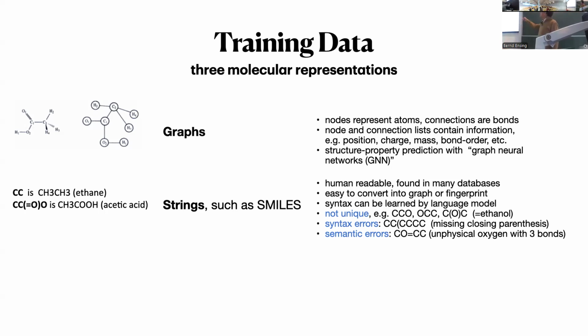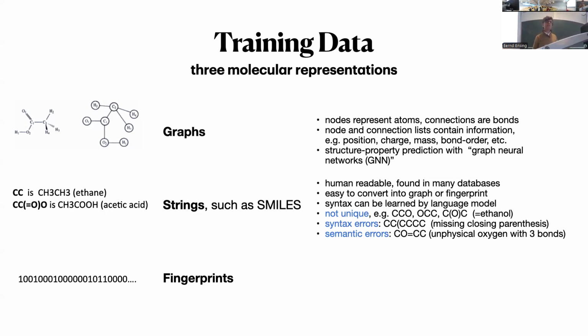There can be syntax errors. So if you produce SMILES strings, it doesn't mean it's a legit molecule. For example, this one is missing a closing parenthesis. And there can be semantic errors. For example, here we have an oxygen that's connected to a carbon, but then there's a double bond to another carbon, and that's, of course, not a stable molecule.